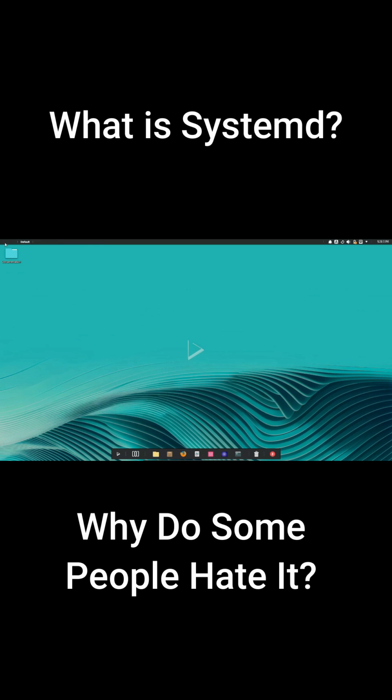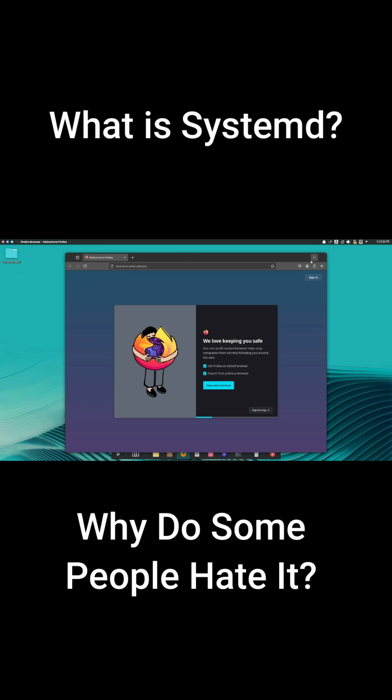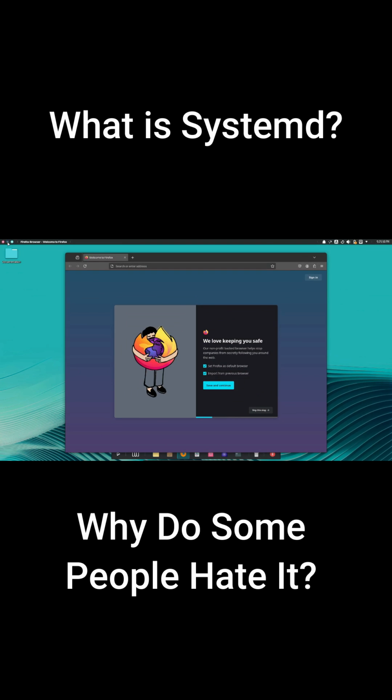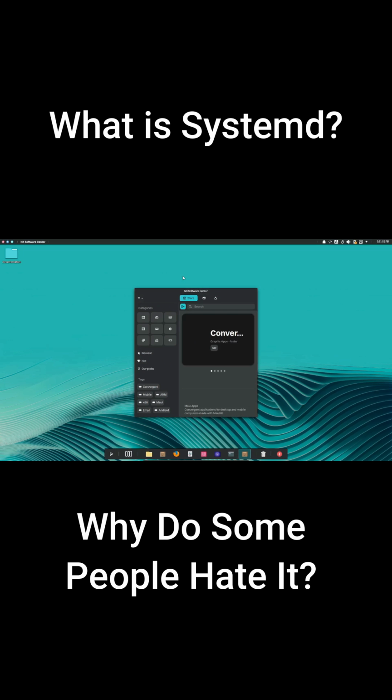So why do some people hate SystemD? Here are a few reasons. Critics argue that SystemD is overly complex, trying to do too much and breaking the Unix philosophy of do one thing and do it well. SystemD's all-encompassing approach is seen as monolithic, which can make troubleshooting harder and increases the risk of single points of failure. Traditionalists prefer simpler, more modular systems like SysVinit or OpenRC, which they feel offer greater control and transparency.